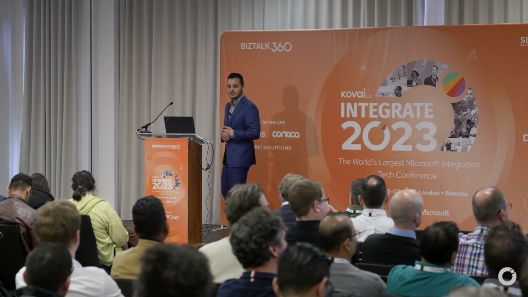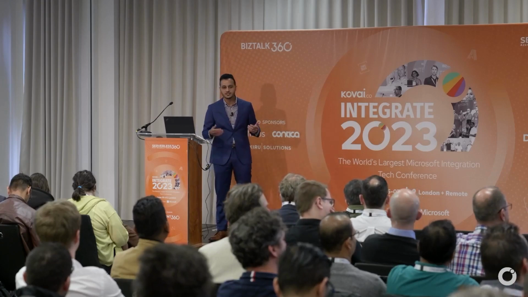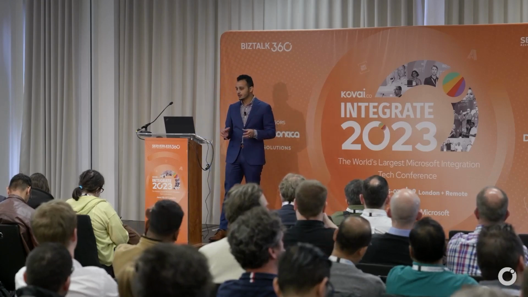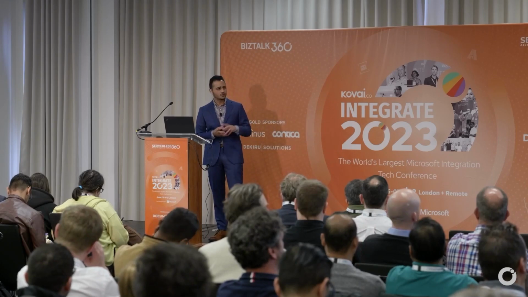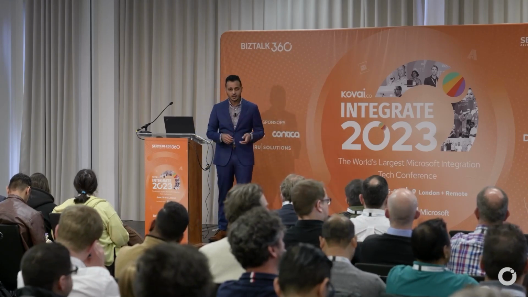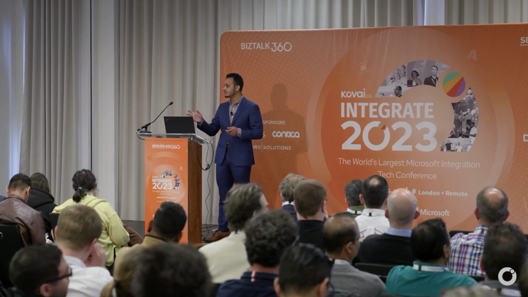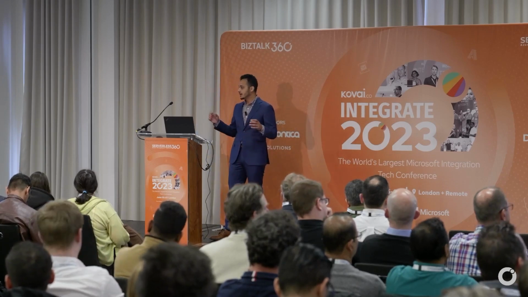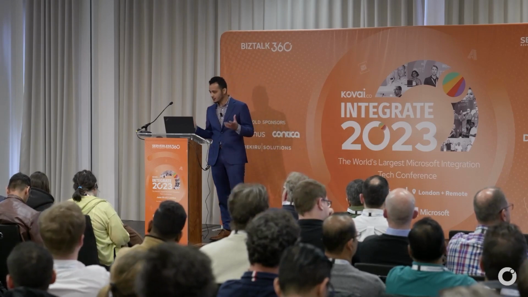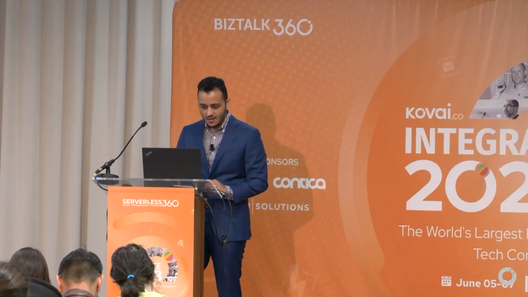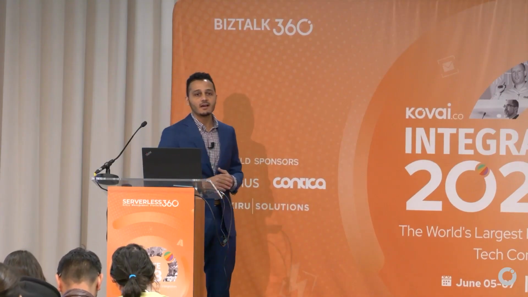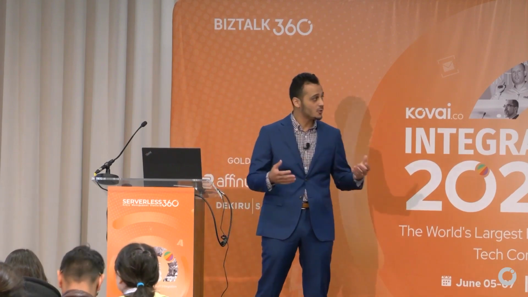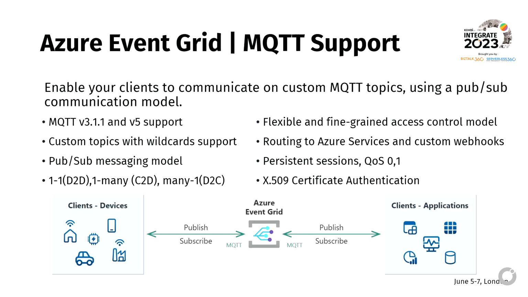And the quality of service here, of course, you assign it to published messages to control the reliability of the messages. So quality of service 0 will be just simple fire and forget. And quality of service 1 will be at least once delivery. And we support both. And finally here, we support the gold standard for authentication in IoT scenarios, which of course is X509 certificates.